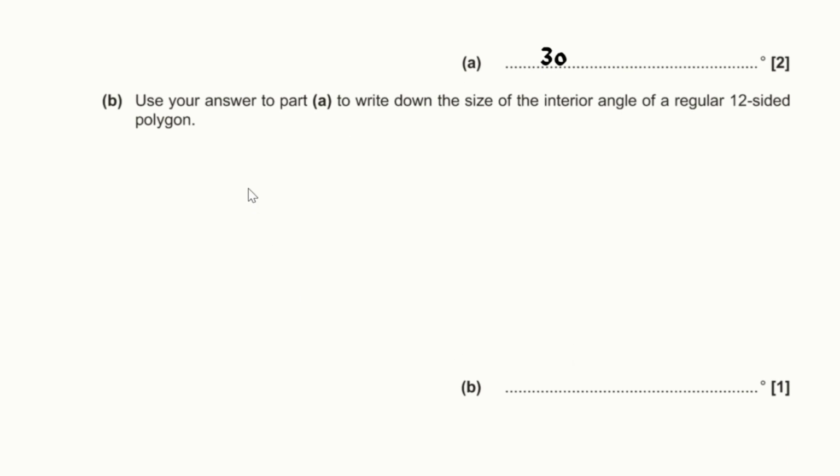Part B, we have to use our answer to part A to write down the size of the interior angle of a regular 12-sided polygon. The interior angle is equal to 180 minus the exterior angle. 180 subtract 30 is 150. So we've got 150.